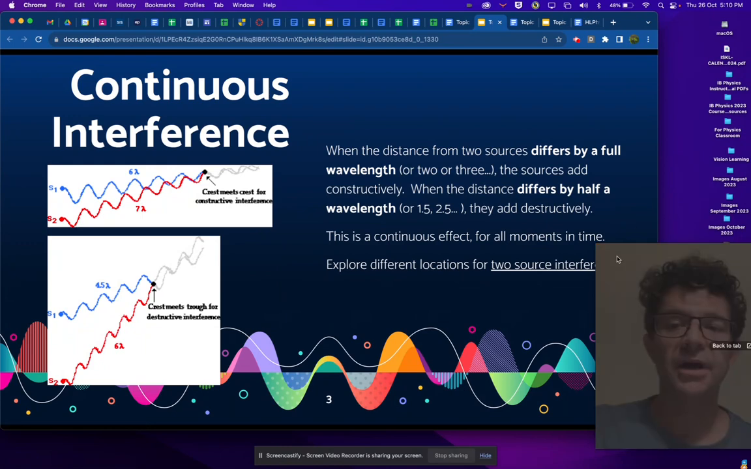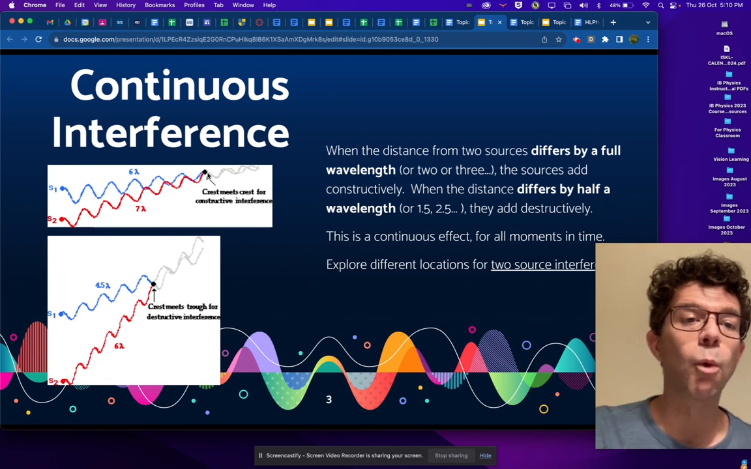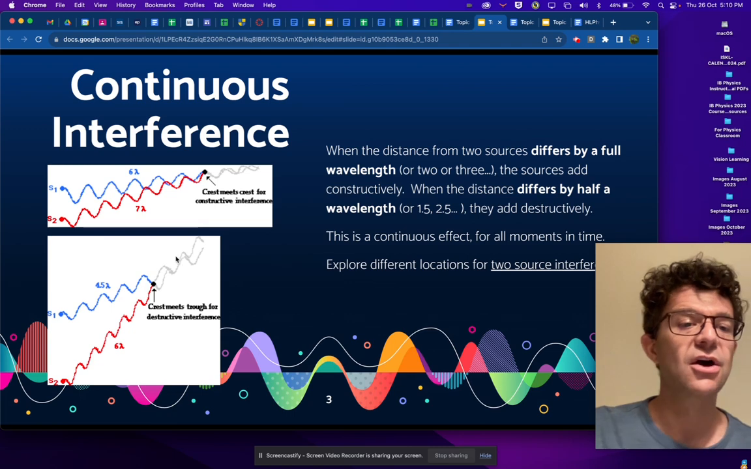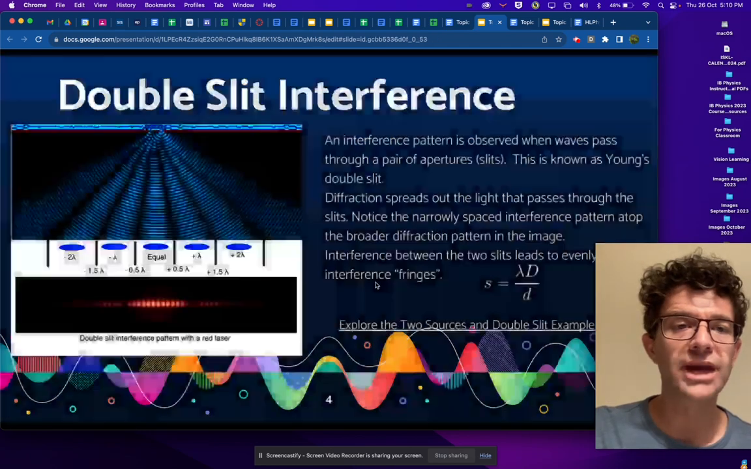Again, here, if you've just come from watching the topic 9.2 video, we're looking at continuous interference. I'll refer you back to the topic 9.2 video to go through this slide, but just reminding you that when the path length difference is 1 or 2 or 3 wavelengths, there's constructive interference. When it's half, 1.5, 2.5, there will be destructive interference at all points in time at one particular location.